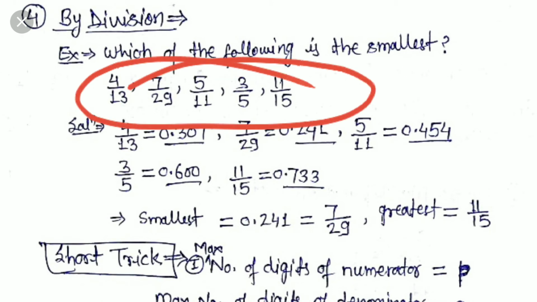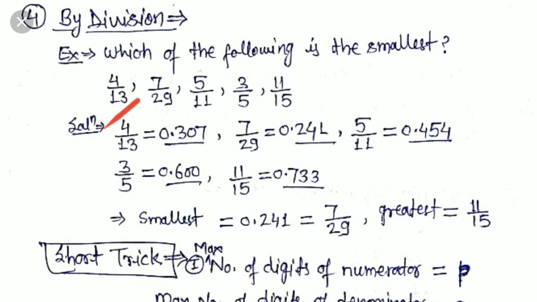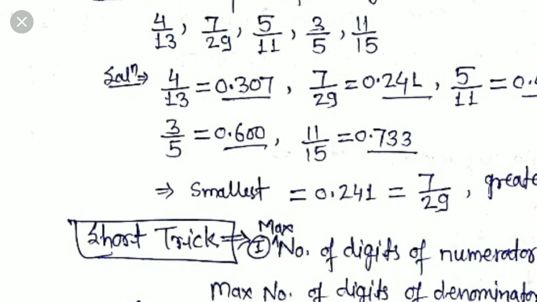That is, every numerator divided by denominator. After dividing, you will definitely get a decimal number, and by that value we are going to compare it. For example, 4 by 13. We have divided 4 by 13. We are getting 0.40.